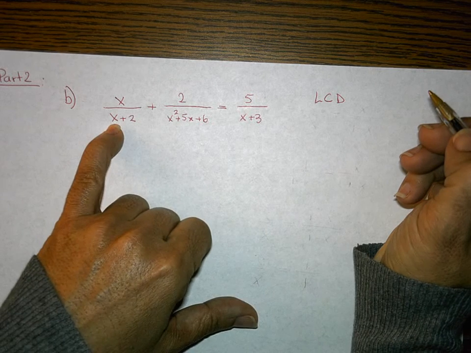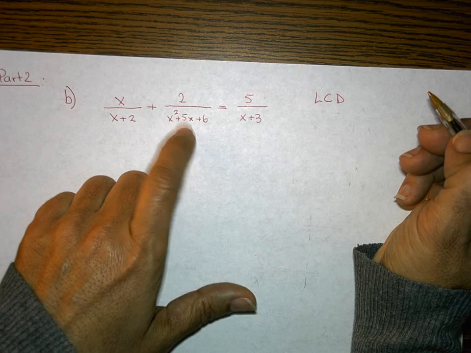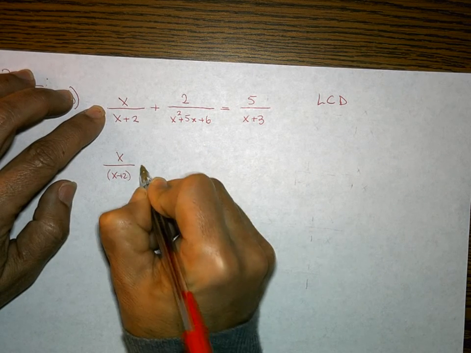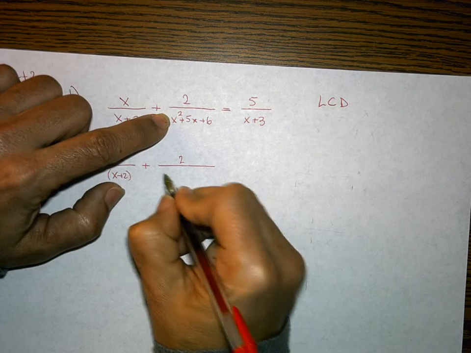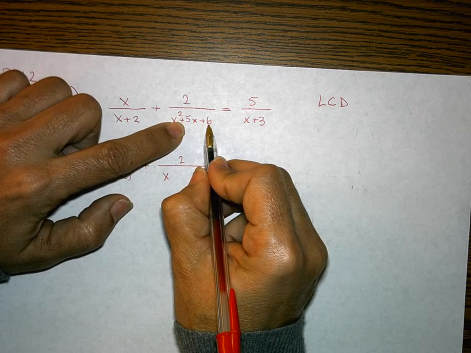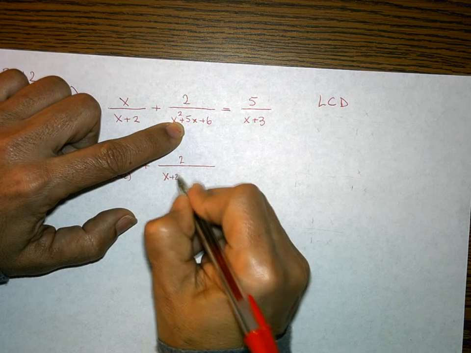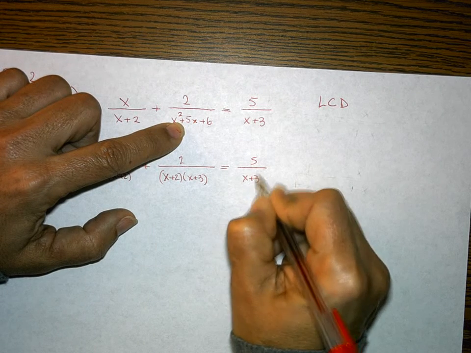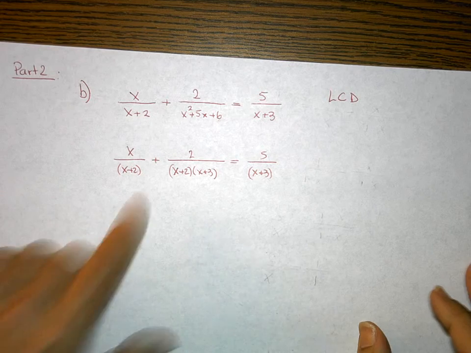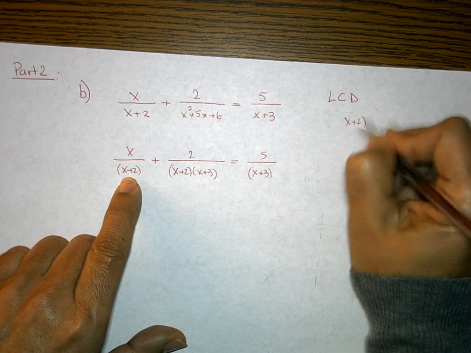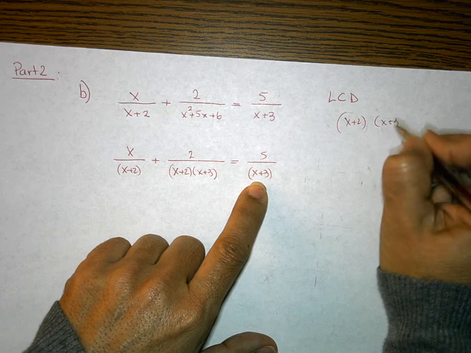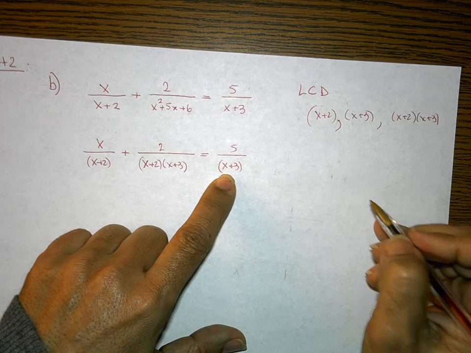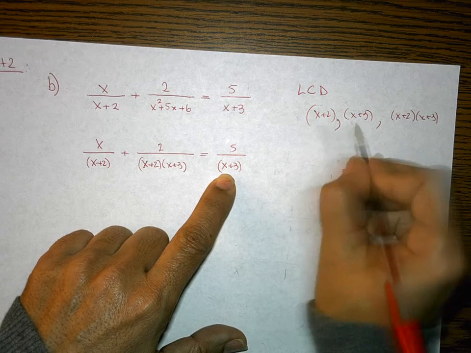But in order for me to do that, let me factor this so I can see what are the factors of this trinomial. This is x over x plus 2 plus 2 over, I'm going to factor this, and I know that 2 times 3 gives me 6, and 2 plus 3 adds up to 5. So I know this is plus 2 and plus 3 equals the 5 all over an x plus 3. So there we go. Now I know that I have the x plus 2, and I have the x plus 3, and I have the x plus 2 times the x plus 3. Well, I have all these three denominators right here, and the common multiple of all of them is this guy right here, okay?